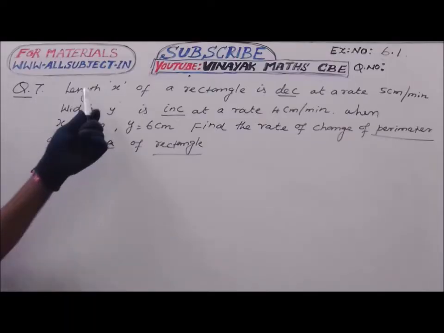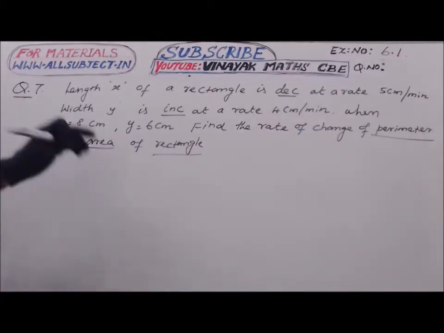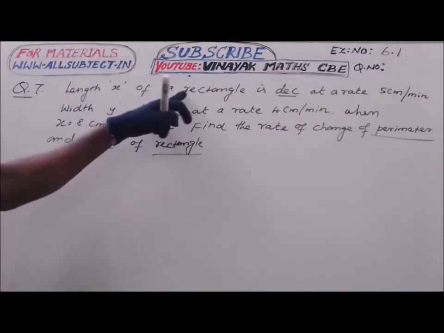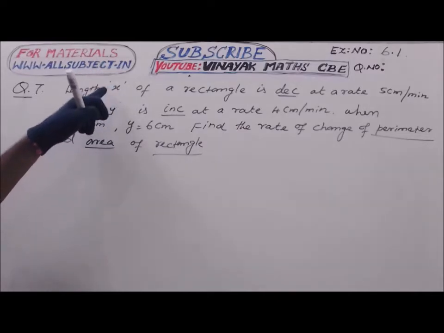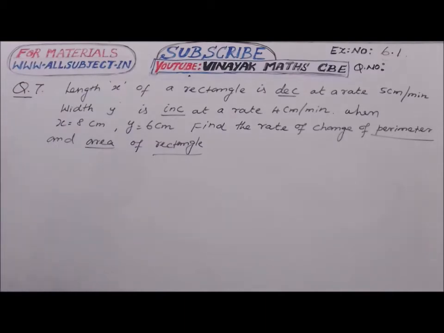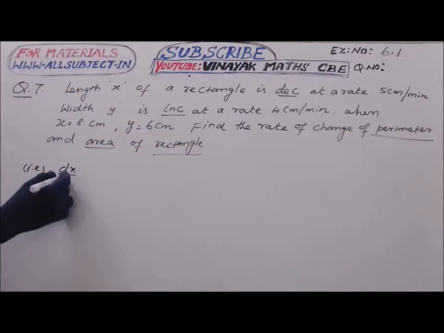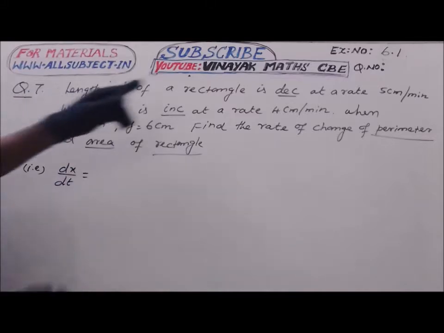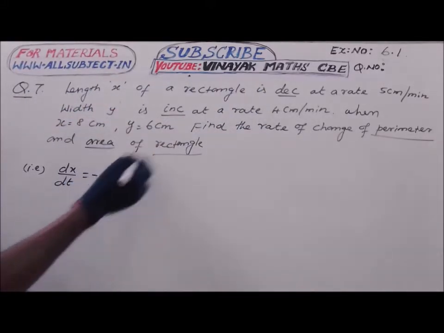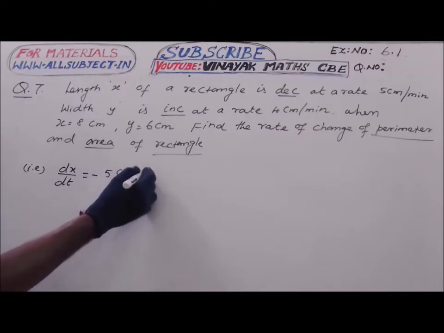7. The length of a rectangle is decreasing at the rate of 5 cm per minute. Given length of rectangle x, decreasing at the rate of 5 cm per minute. That means dx by dt, because minute is taken with respect to time t, dx by dt equal to, decreasing means it has a negative sign, minus 5 cm per minute.